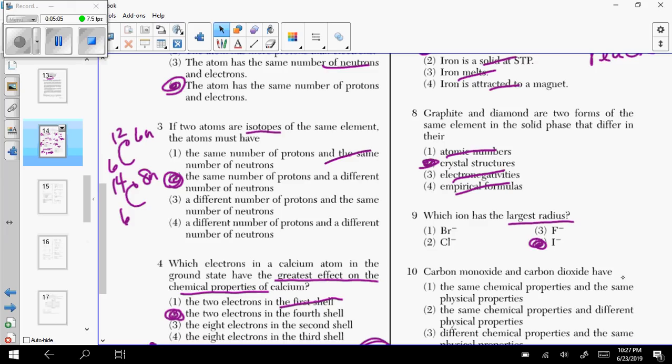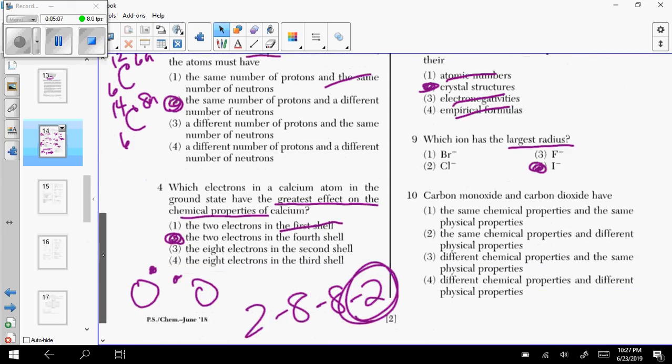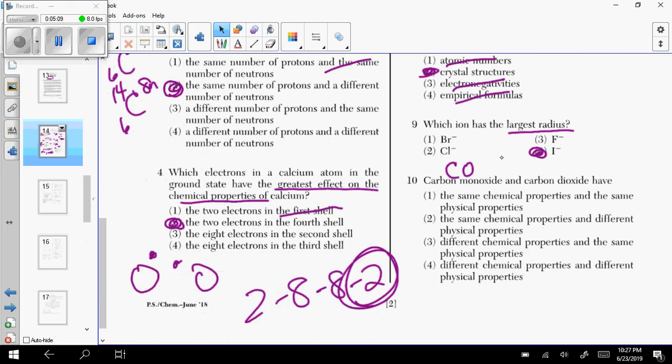Carbon monoxide and carbon dioxide have? All right, carbon monoxide is CO and carbon dioxide is CO2. So they definitely have different everything, different properties. So I don't want same. Different properties, nope. Different chemical, different physical. They are two different compounds, so they are going to be different.